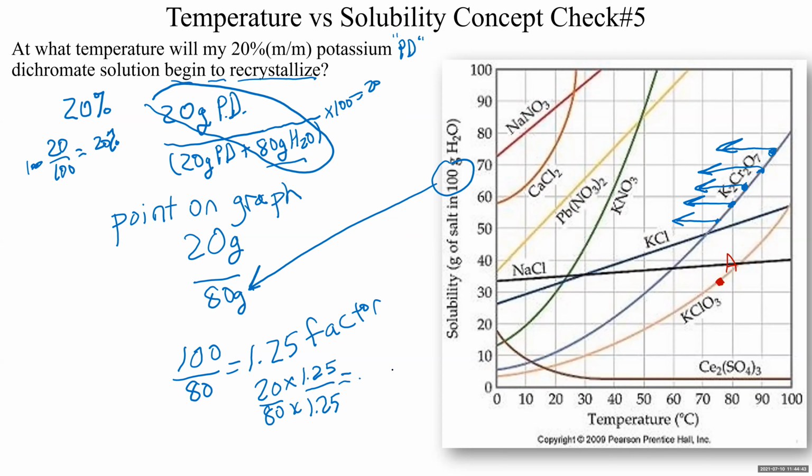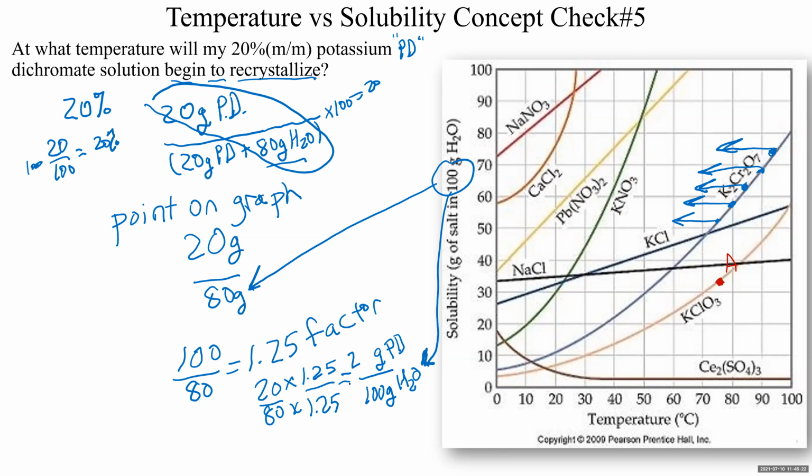All this does for me is get me a ratio of grams of solute, grams of potassium dichromate, to 100 grams of water, just like the graph is giving me information for. This whole exercise is just to get my 20% in a comparable format so I can read the graph. So 20 times 1.25, I'm just going to use my calculator. It tells me 25.